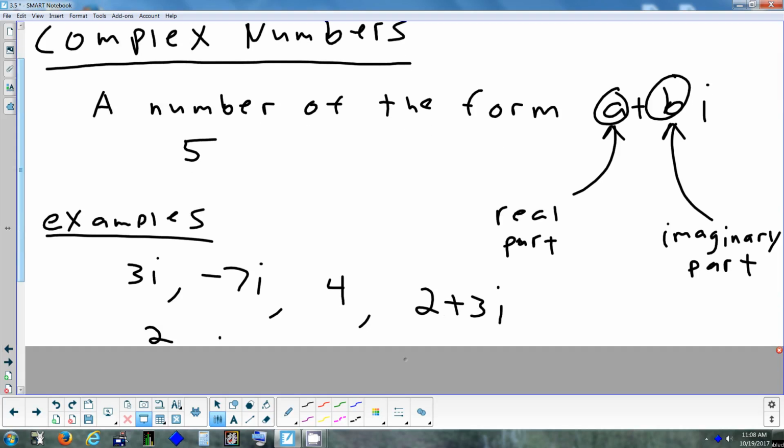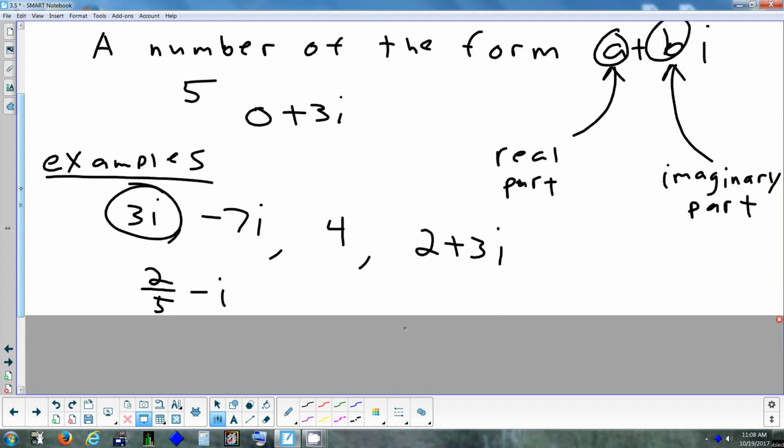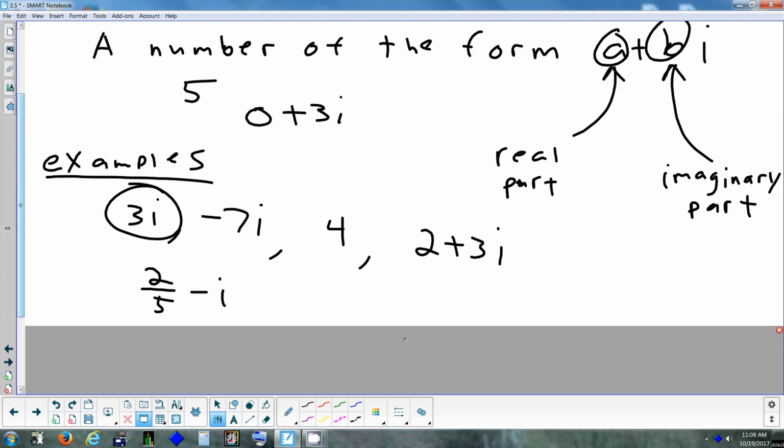Okay, these are all examples of complex numbers. 4 is a complex number without an imaginary part. 3i, that's just the opposite. That's a complex number without a real part. Think of it like this: in 3i, the real part is 0. The imaginary part is 3. -7i, same idea. Here's a complex number that has both parts. The real part is 2. The imaginary part is 3.